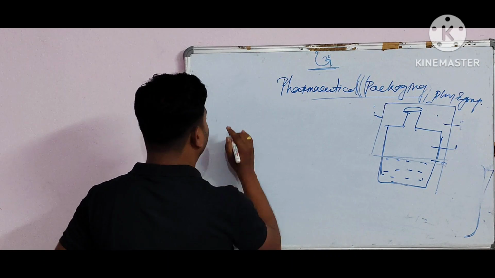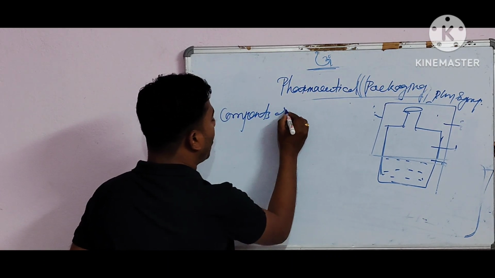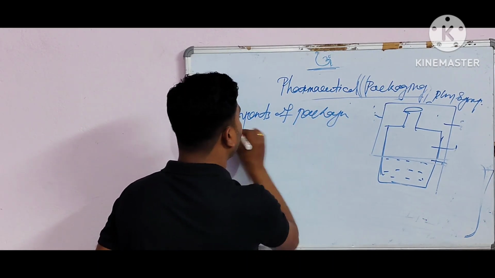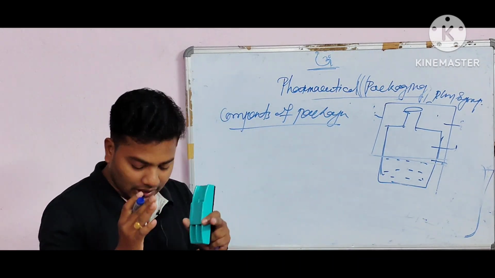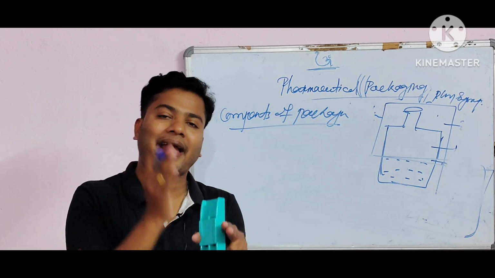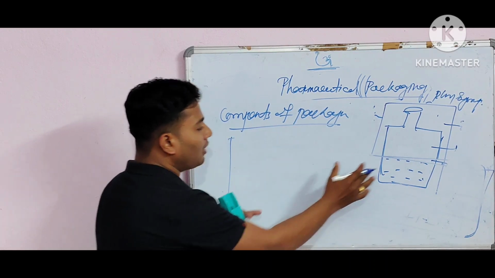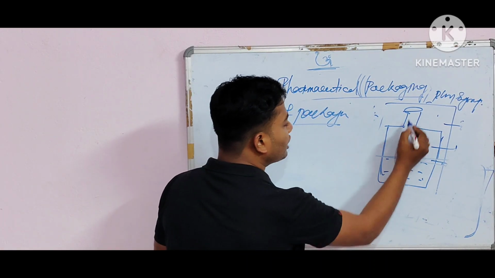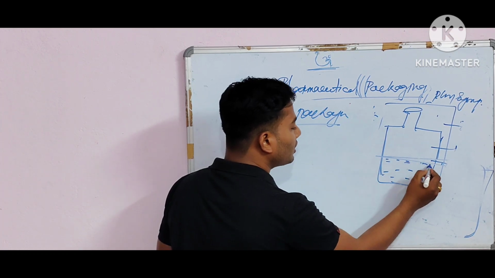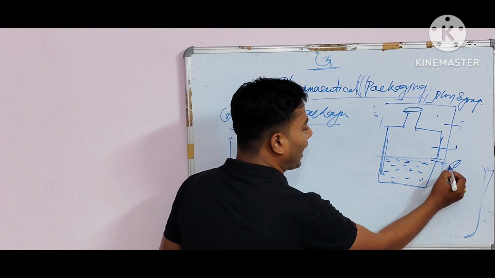What are the components of packaging? That means what components you have to use for the packaging of liquid dosage form? So first of all, listen, this one is the container, and in this container you have to pour the simple syrup or the paracetamol syrup. That is the primary packaging.